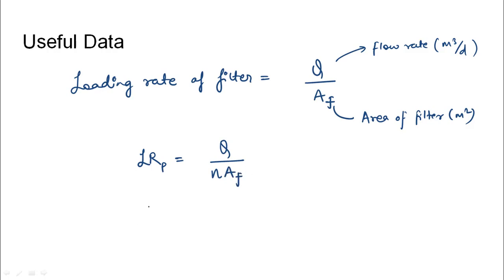In case we are performing the process of backwashing, the loading rate gets changed. Let us call it LR-P. It will be equal to Q divided by N minus B into AF, where B is the number of filters that are getting backwashed. In this case we have been given the value of Q as 1 meter cube per second. So this would be equal to 86,400 cubic meters per day.